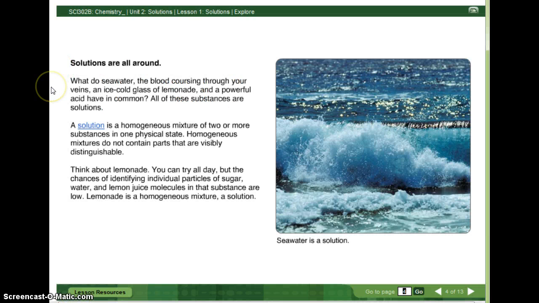Solutions are all around. What do seawater, the blood coursing through your veins, an ice-cold glass of lemonade, and a powerful acid have in common? All these substances are solutions. A solution is a homogeneous mixture of two or more substances in one physical state. Homogeneous mixtures do not contain parts that are visibly distinguishable. Think about lemonade. Now, you've got to think of the powdered stuff, not the homemade stuff with chunks. You can try all day, but the chances of identifying individual particles of sugar, water, and lemon juice molecules in that substance are low. Lemonade is a homogeneous mixture. It's a solution.